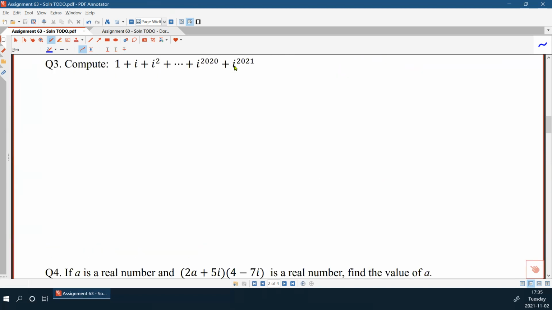Okay, question 3. Actually, this is the third time we have done this question, right? So please pay attention this time. I hope you can do it correctly next time.